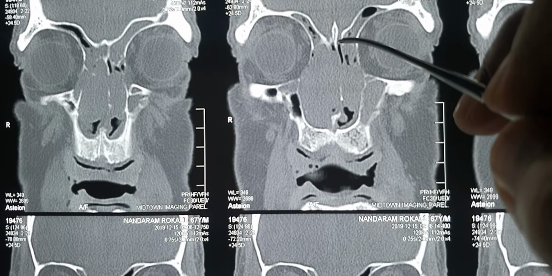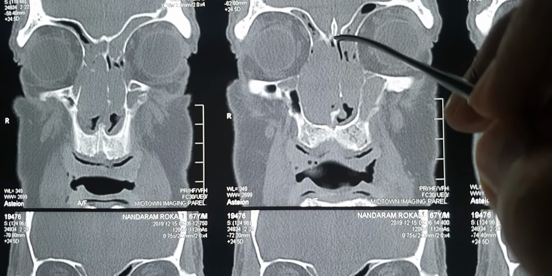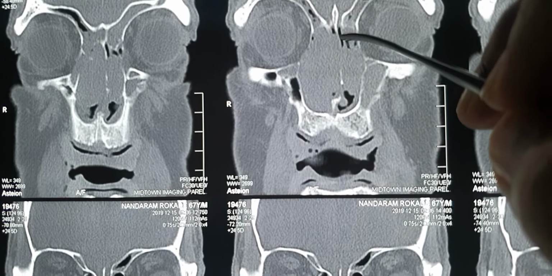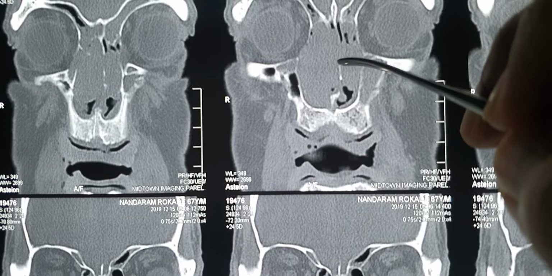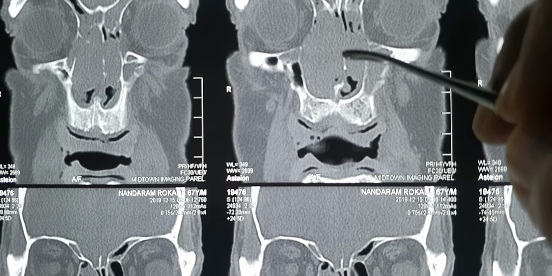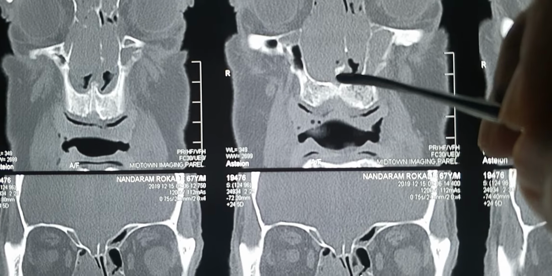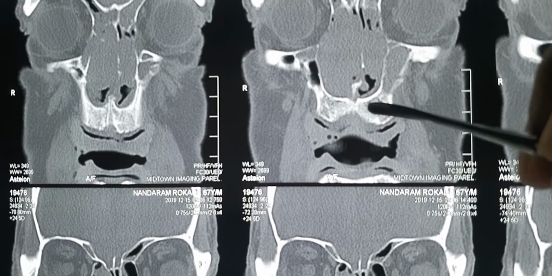Now, as you can see, you can follow the base of the Crista Galli over here. It is having a slight deviation to the left side, and you can follow this area. You can see this bony thing over here. That's the nasal septum, and that is the maxillary crest where the septum attaches. This is the maxillary bone.